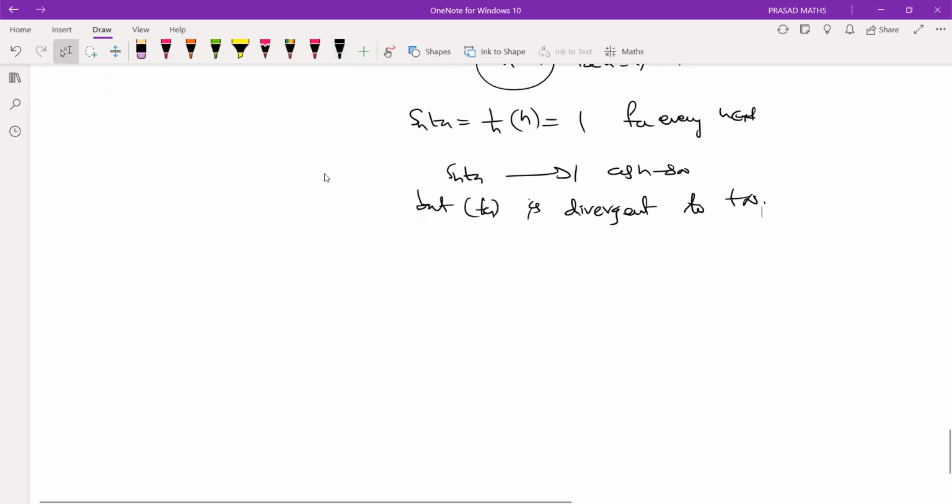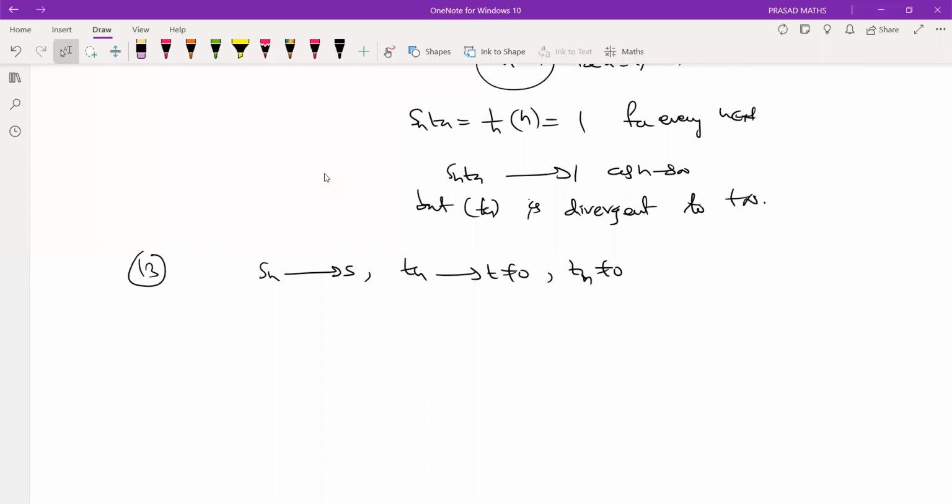Next, division, quotient. Suppose Sn converges to S and Tn converges to T, provided T is non-zero and Tn is non-zero for every n equals 1, 2, 3, 4 and so on. Then Sn by Tn converges to S by T. Again, the converse may not be true.